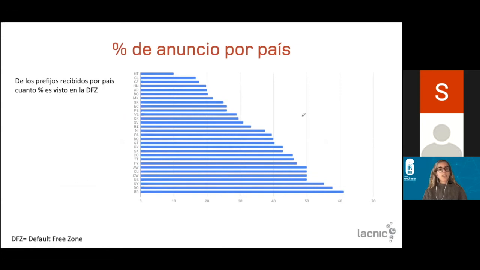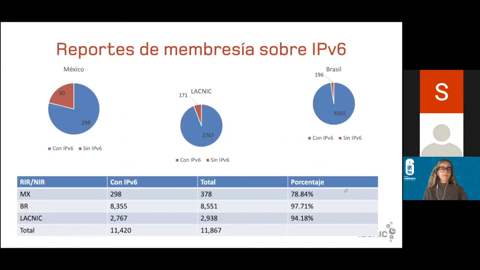And here you can see the prefixes that were assigned and what are the percentages that are being announced. And we see that Brazil, so far, is the one that has announced more of the prefixes assigned, more than 60%. There are some reports too of membership on IPv6. And you see that separated by LACNIC and each of the RIRs, LACNIC, we can see that we have 94%.